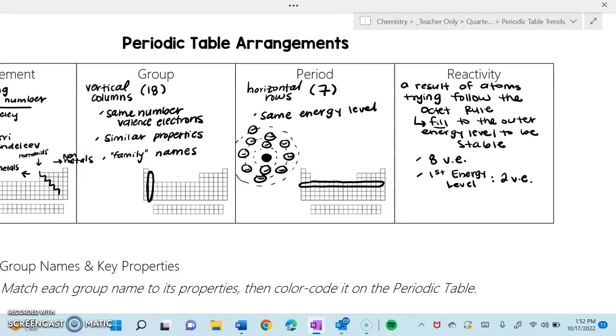So that asks the question, what happens if we have 8 valence electrons? Well, there is a group that has 8 valence electrons. That's group 18. They are called the noble gases. And this group is stable because they already have a full valence shell. That means they will not react. They are what we call inert.